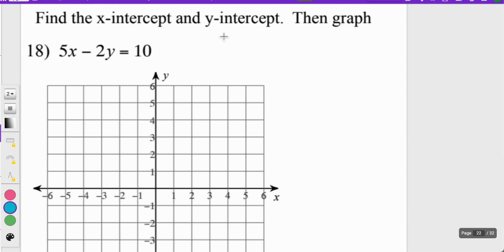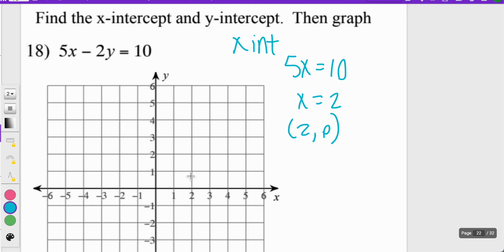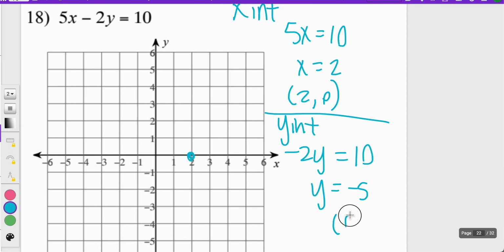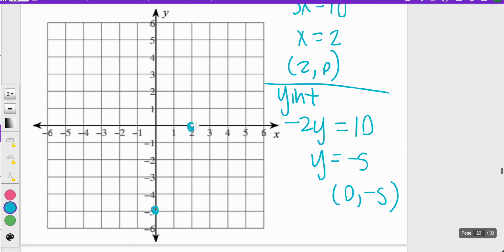Okay, same thing here for my x-intercept. Keep the x, so 5x is equal to 10. That means x is equal to 2, so 2, comma 0. Plot that point. My y-intercept, keeping the y, so negative 2y is equal to 10. That means y is equal to negative 5, so that point is 0, negative 5, which would be here. And again, I would have that positive slope.